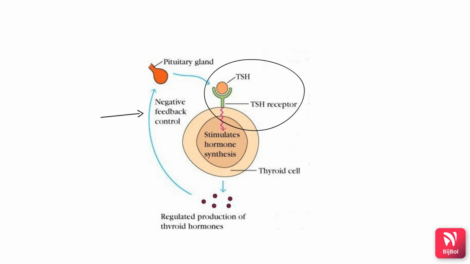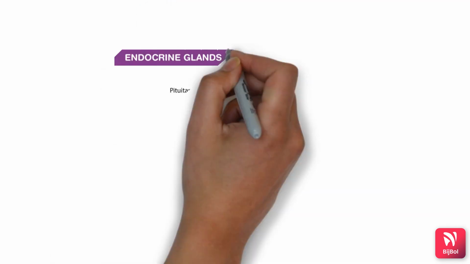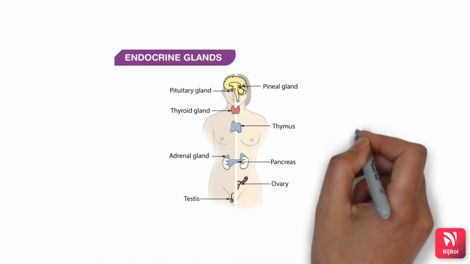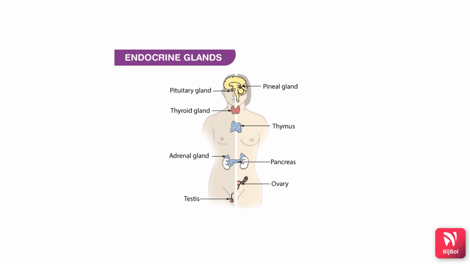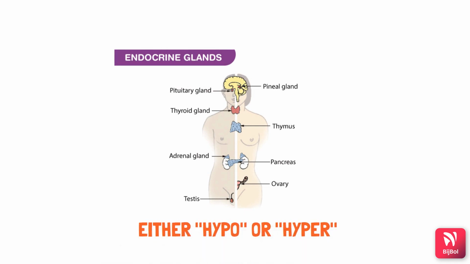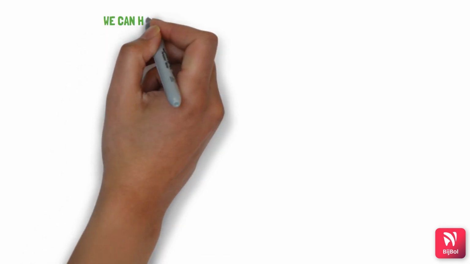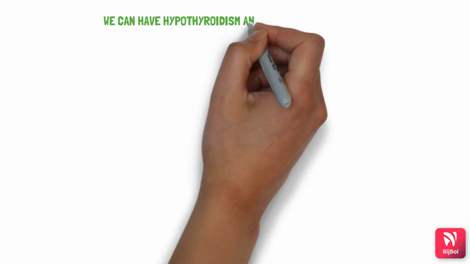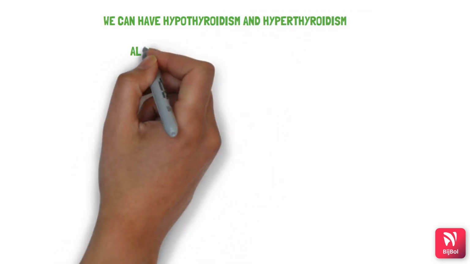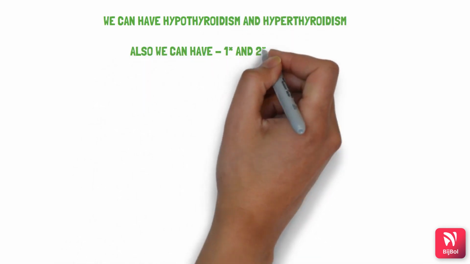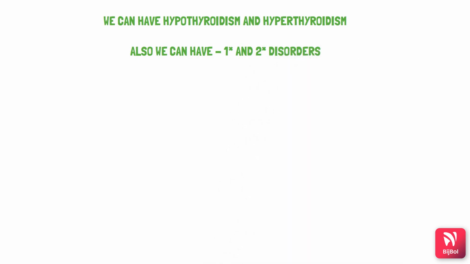So this was the basic physiology of the thyroid gland and the hormones. Now let's start with the disorders of the thyroid gland. Generally, whenever we are talking about a gland, we will end up having two types of disorders, either hypo or hyper. So for this purpose, let me tell you a basic classification of thyroid disorders, where we can have hypothyroidism, hyperthyroidism, and also primary and secondary hypo or hyperthyroidism.